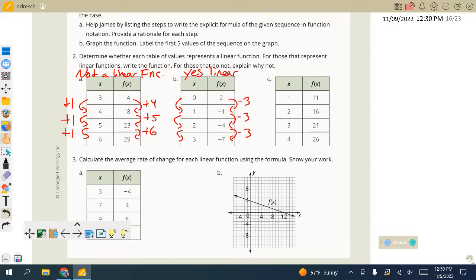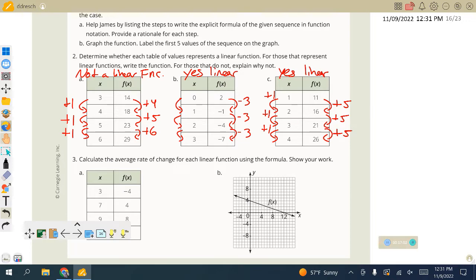Linear table here or not? What are your eyes doing from 11 to 16? Going up, how much? 5. 16 to 21, do I see a 5 again? 21, 26, I see a 5 again. This is looking promising. Make sure you check the x's, because I believe on our next lesson, I'll change up the x's on you. And that thing's a little funky. But that looks good, doesn't it? So we have ourselves a linear, yes, it's a linear table.